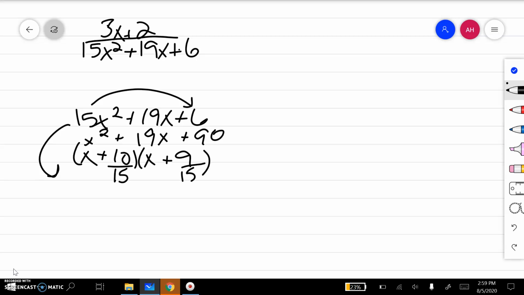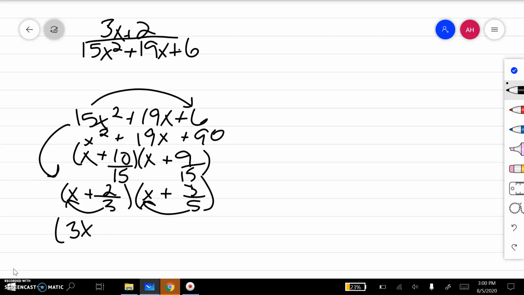Reduce the fractions. So we have x plus, this divides by 5, sorry. So we get 2 over 3. Here we can divide these by 3. So we get 3 over 5. Bring the bottom back up. So we have 3x plus 2 and 5x plus 3.